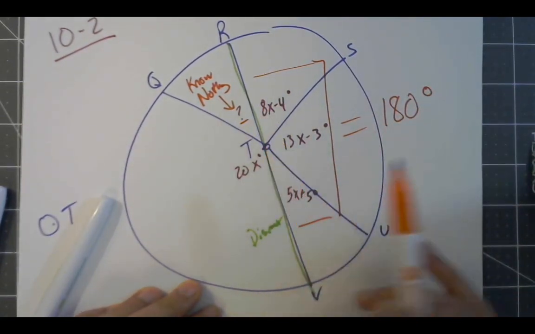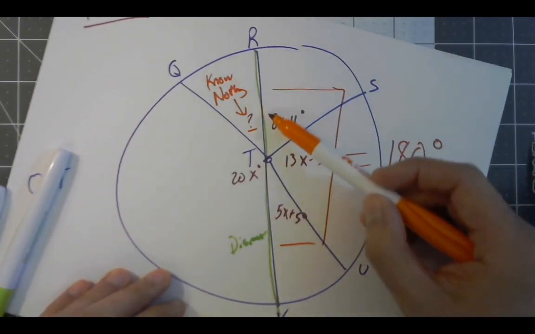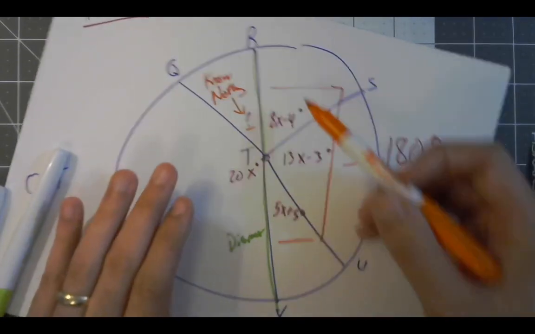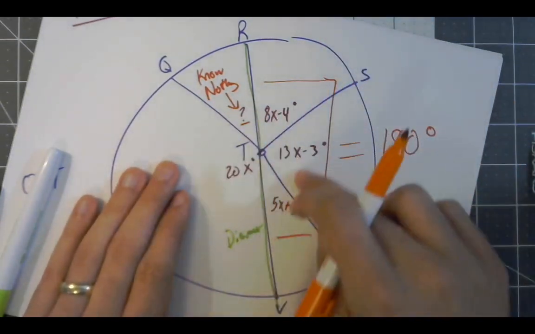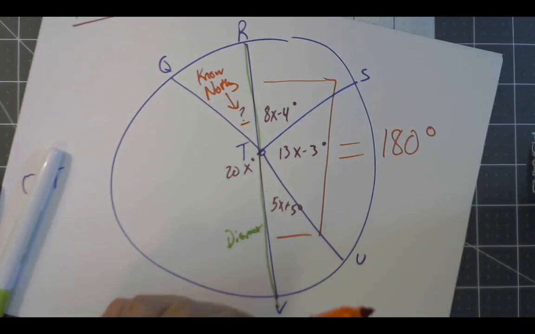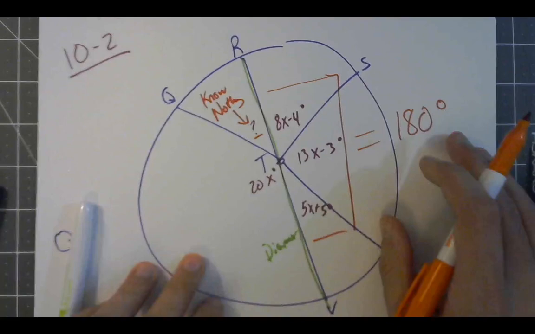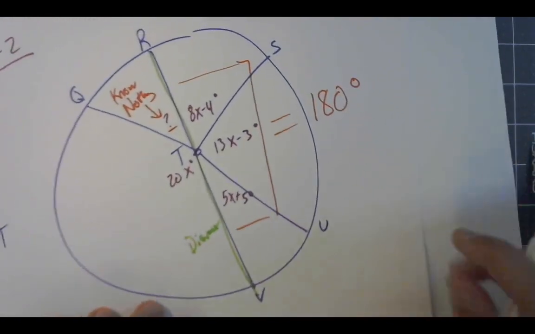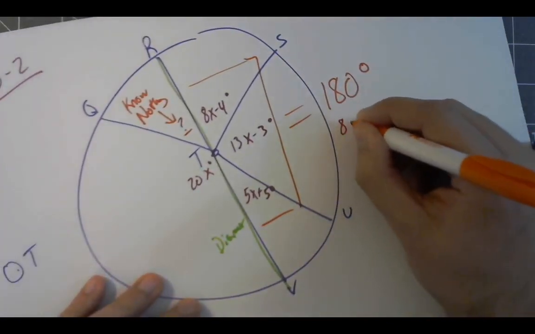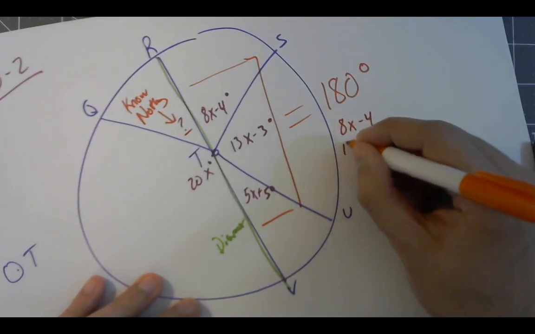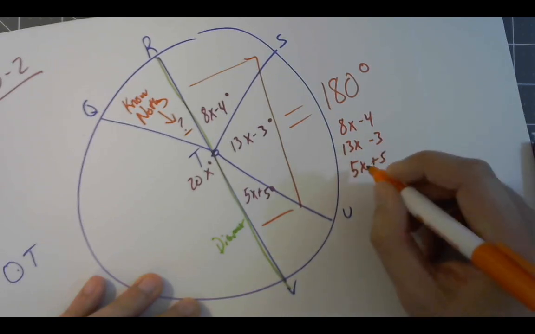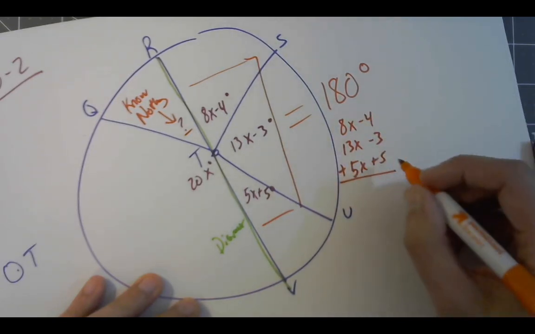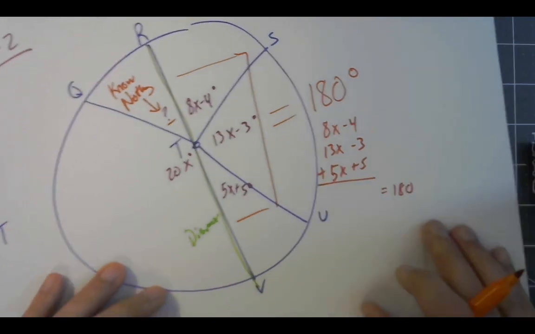The reason these equal 180 degrees is because this diameter is cutting it perfectly in half. So I know all of these are 360, but half of these are 180. Because I know those are 180, I can say 8x minus 4, 13x minus 3, and 5x plus 5, all added together, should get me 180.